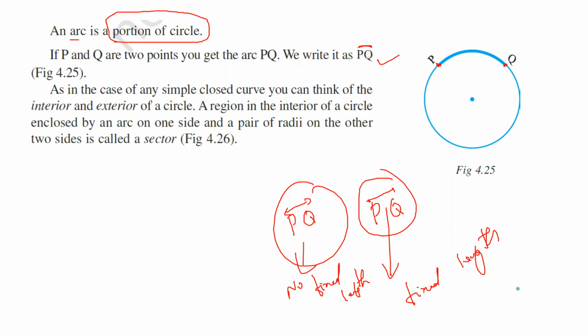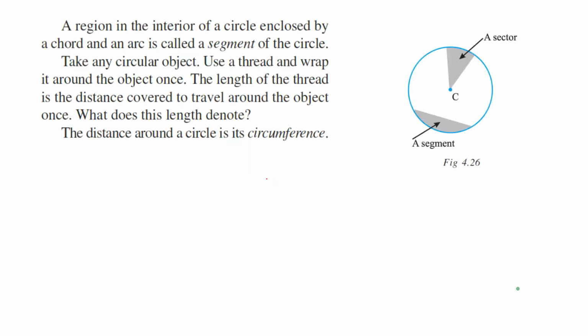As in the case of any simple closed curve, you can think of the interior and exterior of a circle. A region in the interior of a circle enclosed by an arc on one side and a pair of radii on the other two sides is called a sector. You can see the sector here.